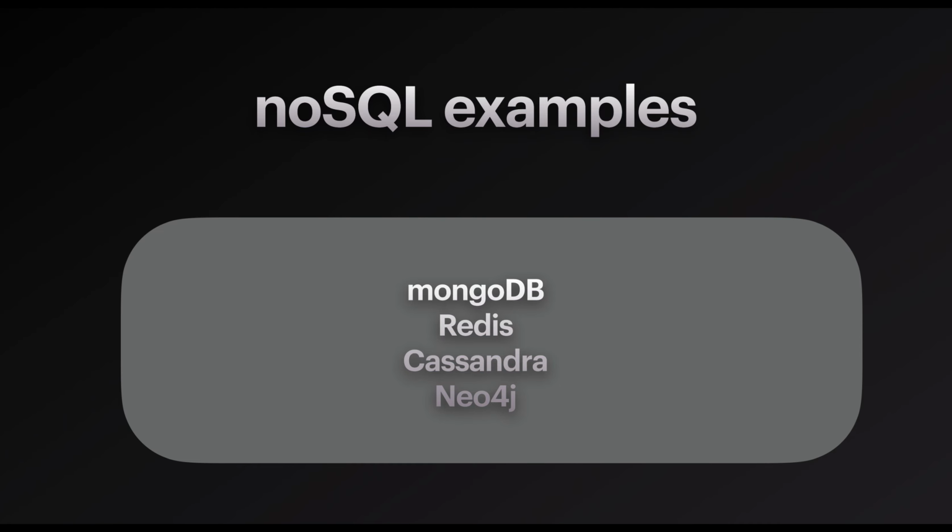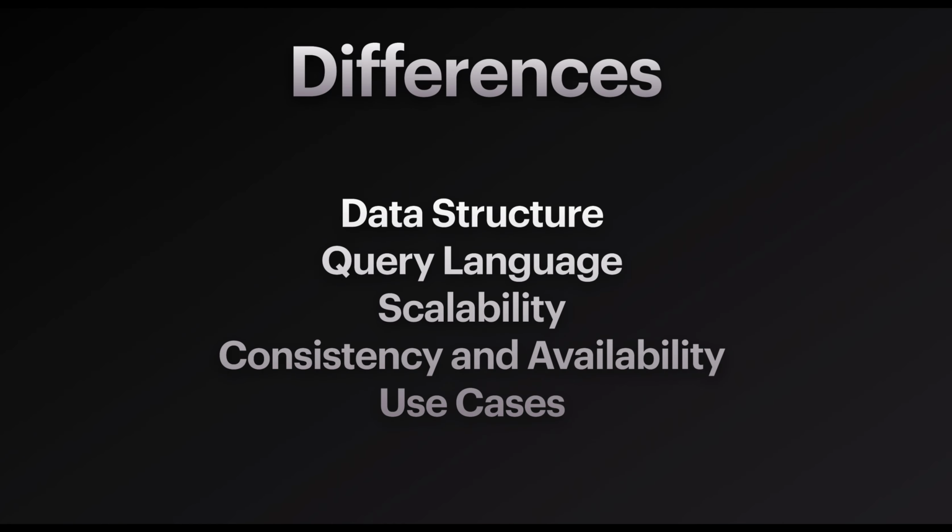The next one is Redis, which is a key value store, often used for caching. Cassandra is a columnar store, inspired by Google Bigtable, and Neo4j is a graph database designed for storing interconnected data. But remember, we'll be focusing in our course on MongoDB.